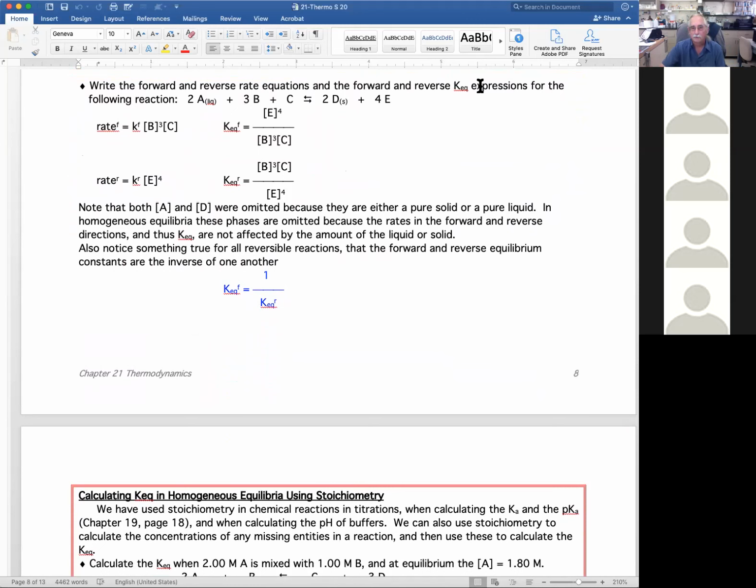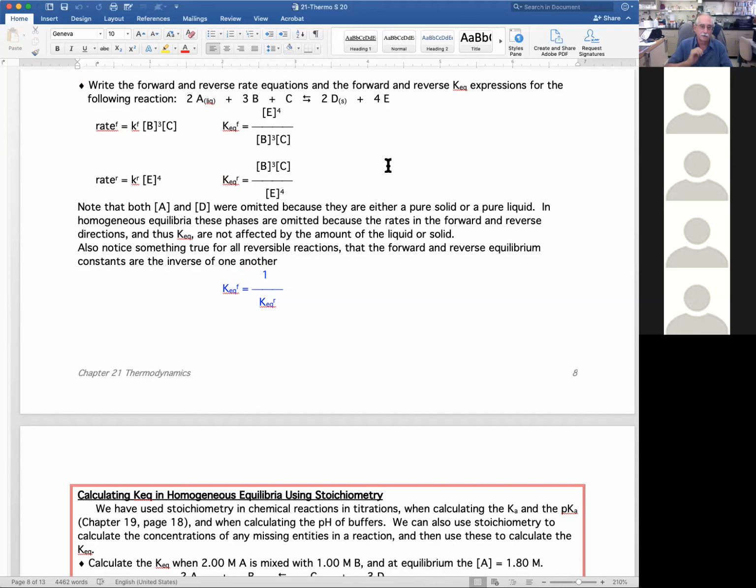And then similar for the E is the product. So what about the rate in the reverse direction? All we're really doing is redefining what is a reactant and what is a product.